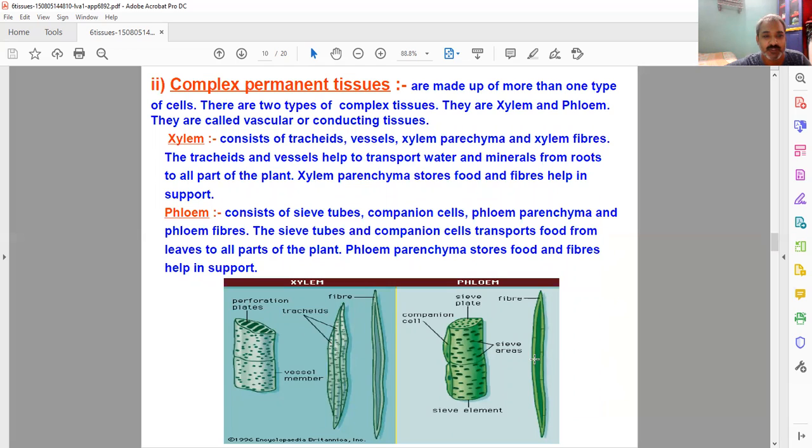Then complex permanent tissue: we have xylem and phloem. Xylem does the conduction of water and minerals, and phloem transports the food, especially the food prepared by photosynthesis. So these are the different functions.